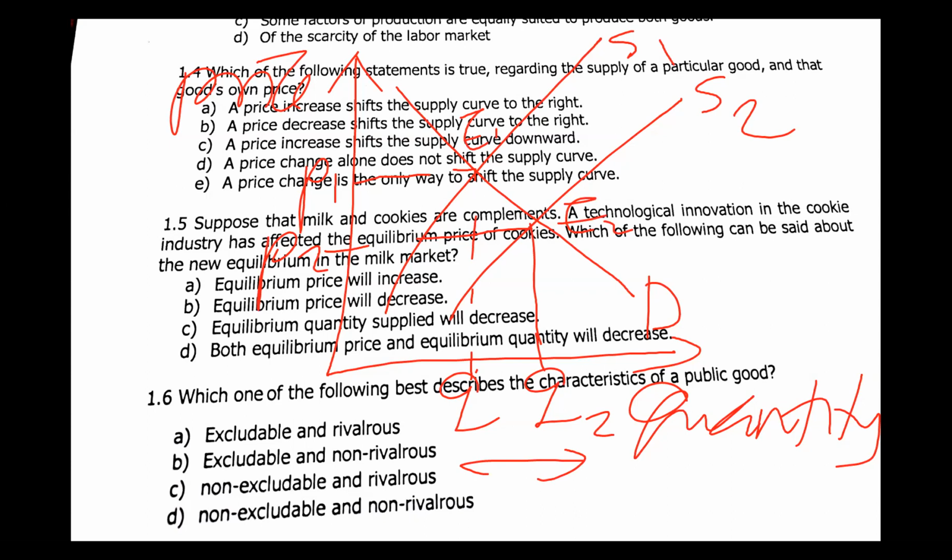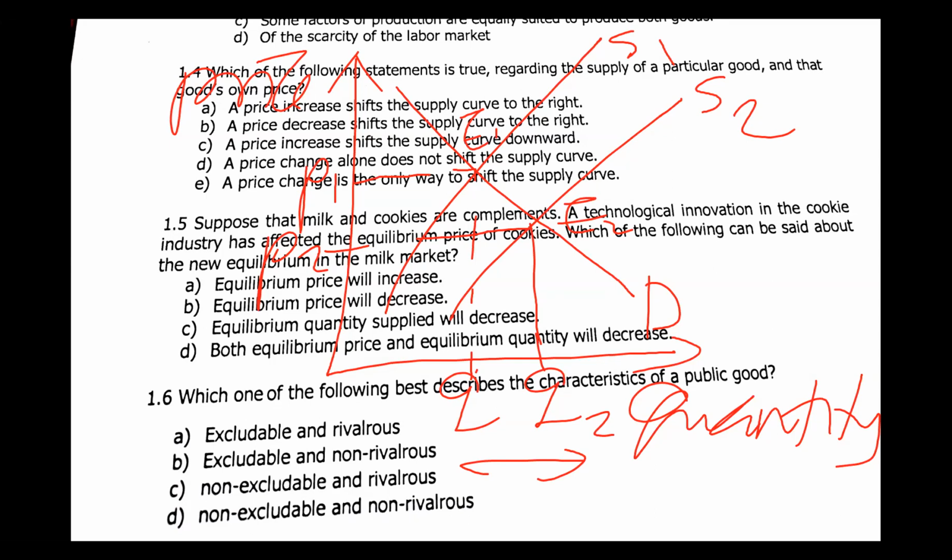That is in the supply of what? Of cookies. So you can see that now the price of cookies has come down because of the high supply of what? Of complements. So the question is, what can be said about the new equilibrium in the milk market?